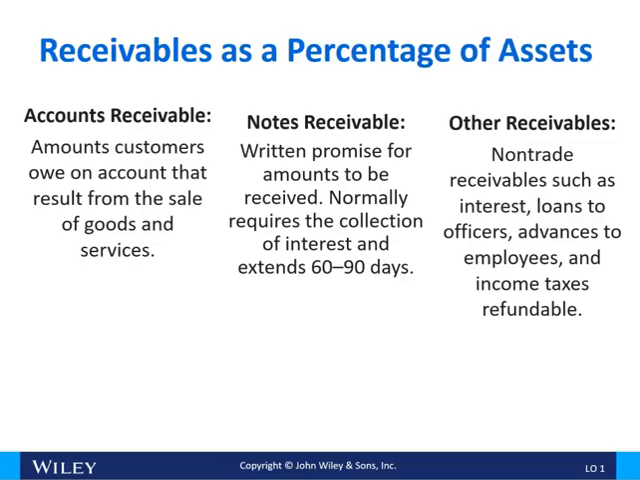Some different receivables. So we have accounts receivable, and we're going to talk about that in this section. It's the amounts customers owe on account. Notes receivable. This is a written promise for amounts to be received. Normally requires a collection of interest and extends 60 to 90 days. And we'll talk about notes receivable a little bit more in this video. And then other receivables, you can have non-trade receivables such as interest, loans to officers, advances to employees, income taxes refundable, things like that you set up a receivable for to recognize that someone owes you money and what they owe you for.